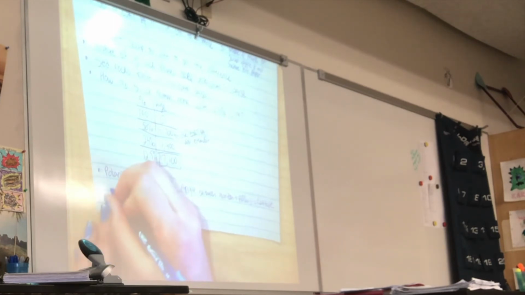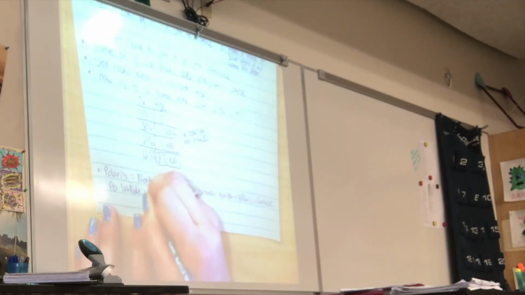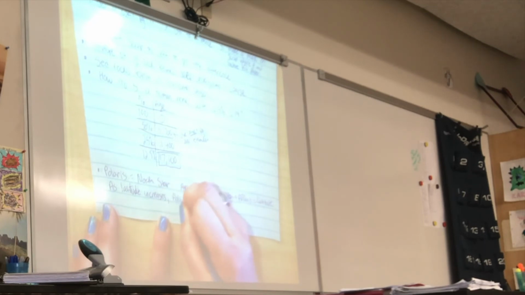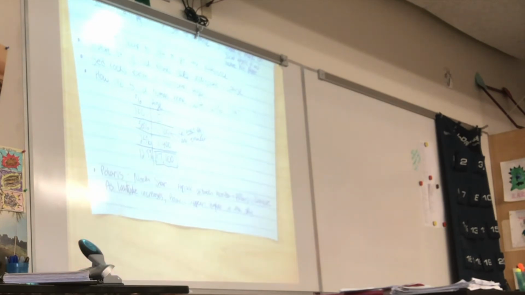So as latitude increases, Polaris appears higher in the sky. Like at the North Pole, the North Star would be directly over your head. At the equator, the North Star would be right on the horizon. The horizon's where the sky meets the ground.